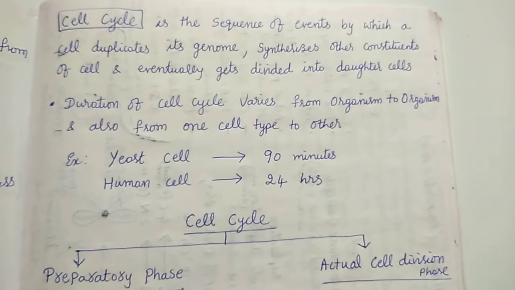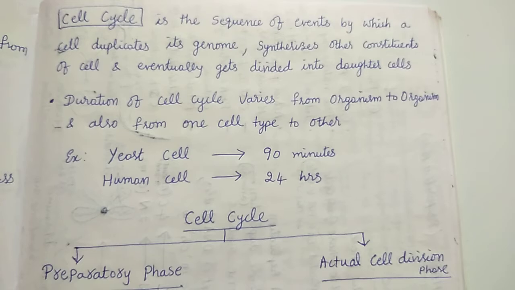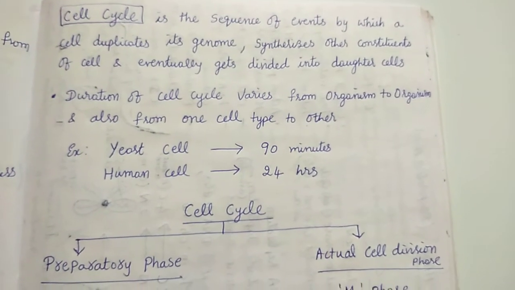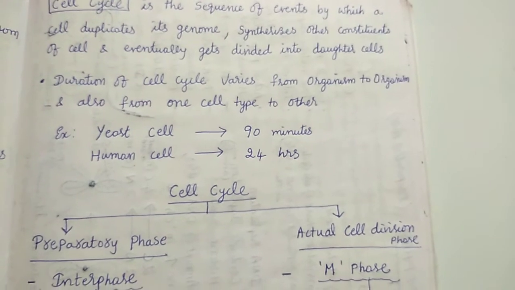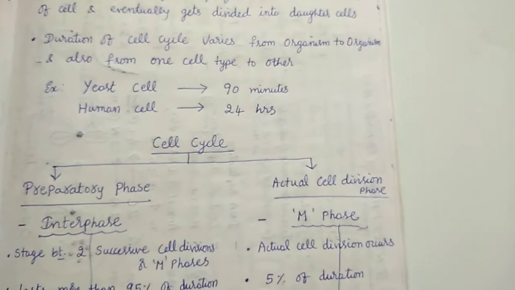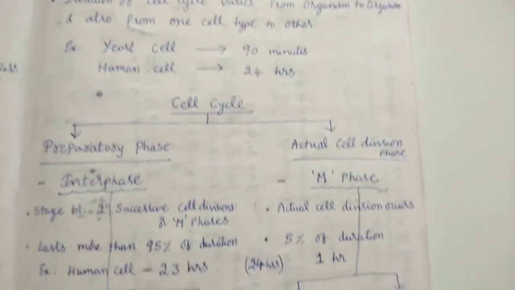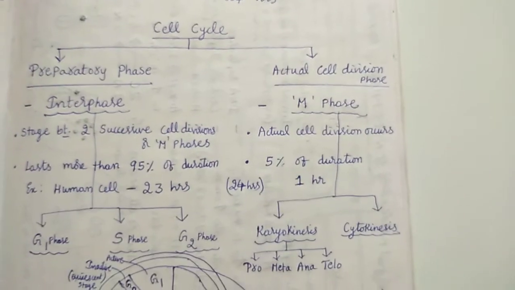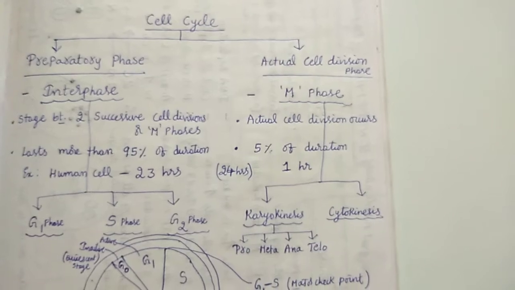If you see the cell cycle, this is nothing but a sequence of events in which the cell duplicates its genome and synthesizes other constituents of the cell. So that and all has been provided over here. In NCERT, whatever the main things have been specified, that also has been given here. And for the cell cycle, I have made very short notes, the full cell cycle and cell division, so that it will be useful to you.